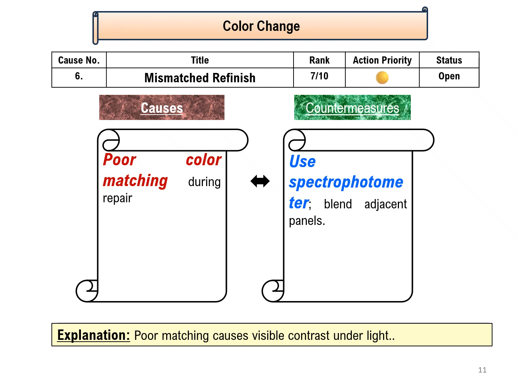Mismatched refinishes. This is the sixth important cause responsible for color change. Poor color matching during repair. Poor matching causes visible contrast under light. Therefore, use a spectrophotometer and blend adjacent panels properly.